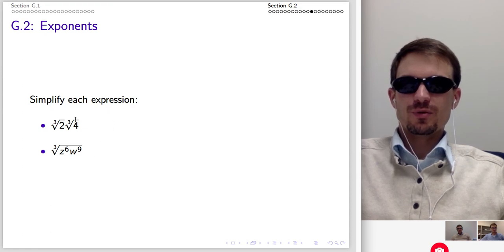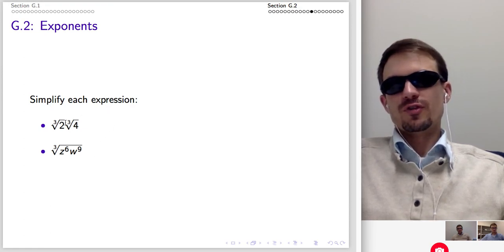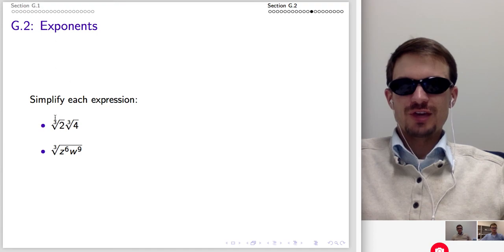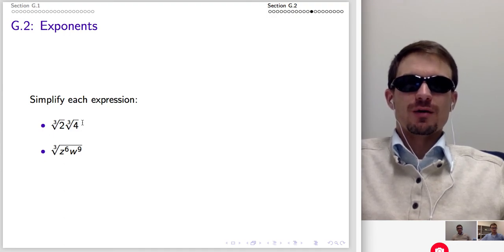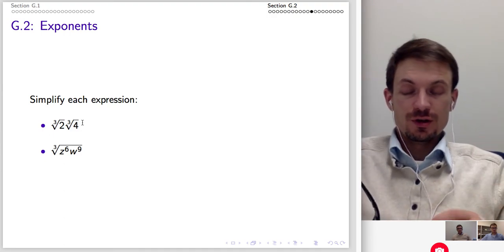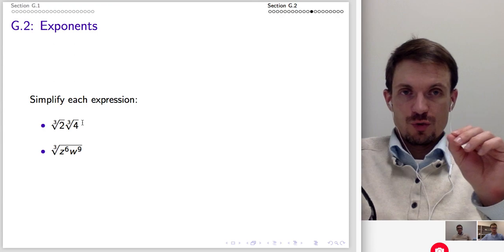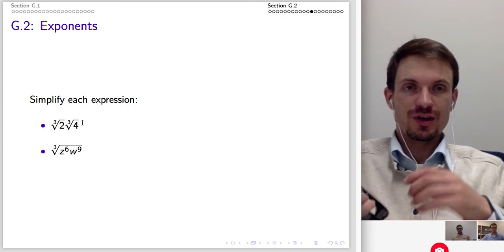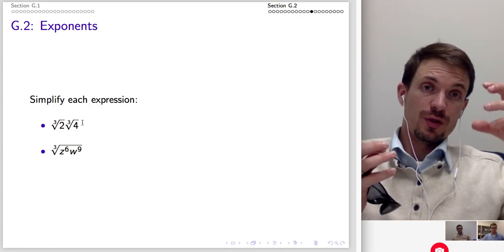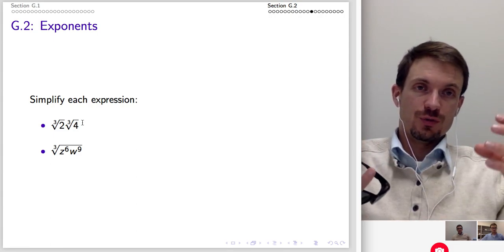All right, so simplify these expressions. What do we want to do here? Well, the first thing we can recognize is that this is the same cube root. First it might be helpful to rewrite this with fractions. You can write the cube root as to the 1/3, and then it's real obvious to use the rule from the previous page. So we'll just have 2 times 4 to the 1/3 power, or 8 to the 1/3, or 2.